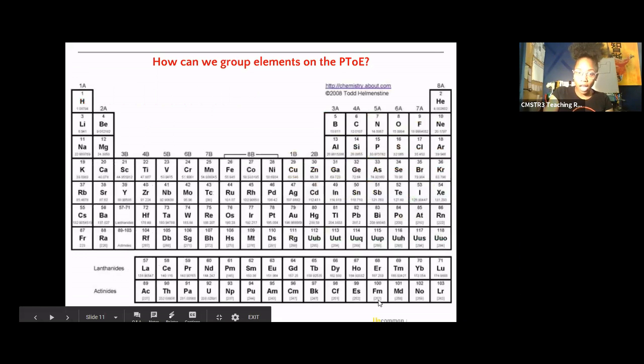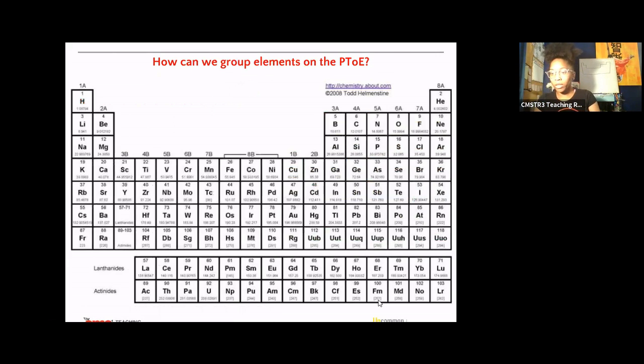So looking at our good friend, the periodic table. You have a really good one on the screen. I have a very ugly one on my whiteboard behind me, so don't judge me. I'm a science teacher, not an artist.